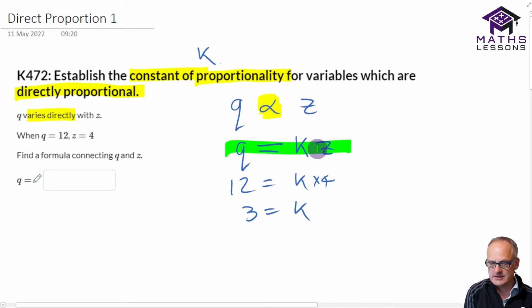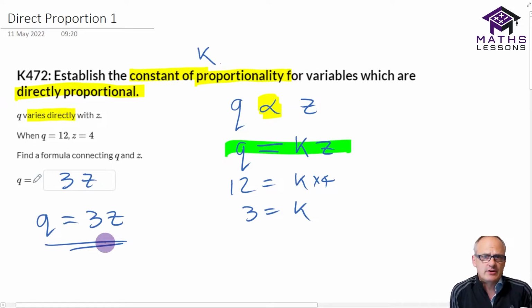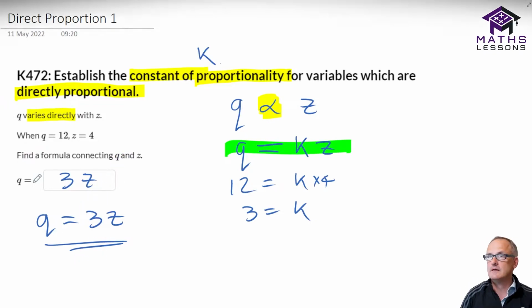Now remember, this is our equation here: Q equals KZ. We now know that the K value is 3. So the final thing we're going to write in here is Q equals 3Z. I'm just going to write it out again: Q equals 3Z. So the K we have found is 3. And it's important you must write down the equation. A very common mistake is for students to work out what K is, and the question asks for the formula, and they don't write the formula down. So make sure you do.